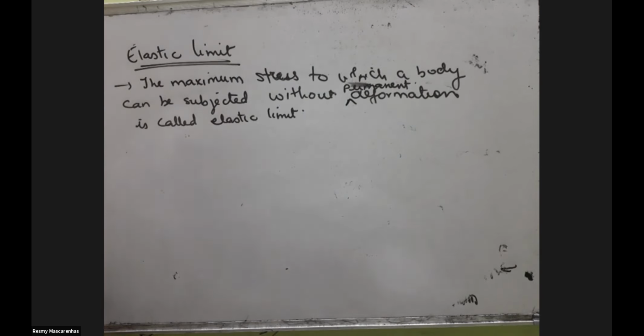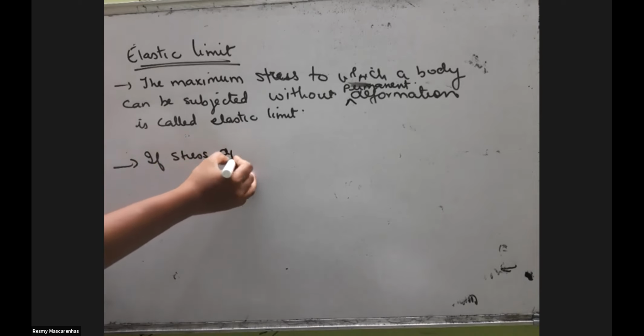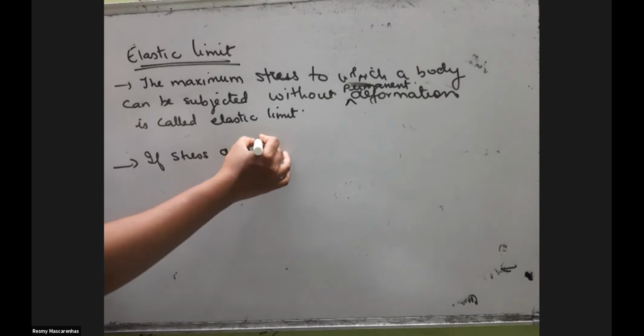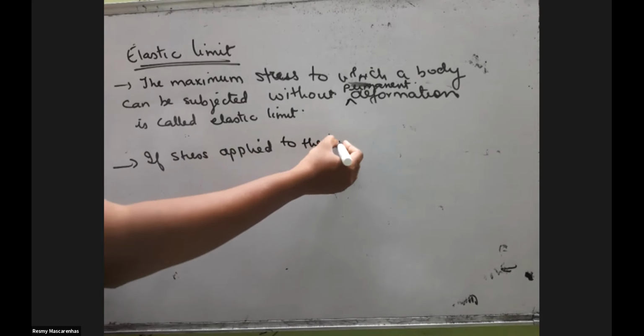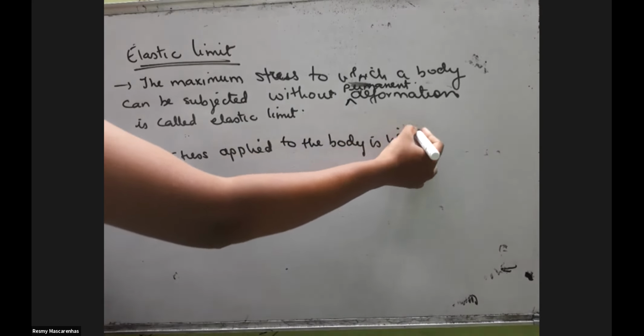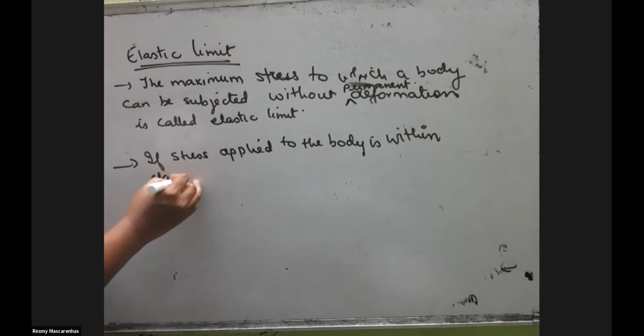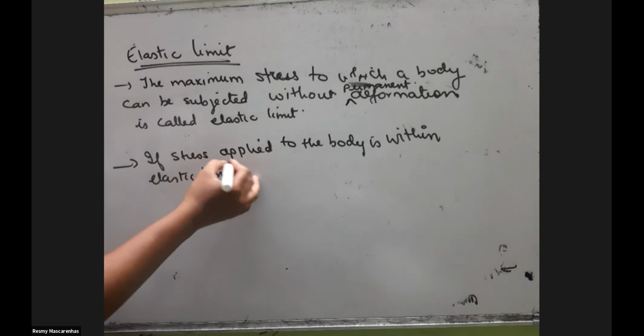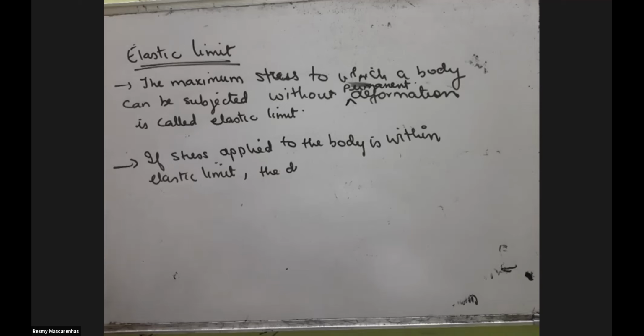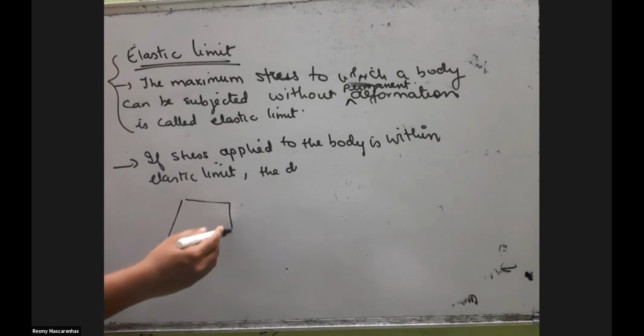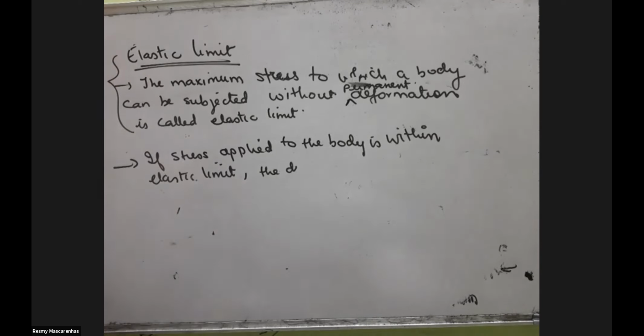So what happens actually under this is, if the stress applied to the body is within the elastic limit. This is the second point. This is just a basic definition, so just to understand what exactly happens within the elastic limit with respect to the molecules, which I had explained, so that part I'm giving.